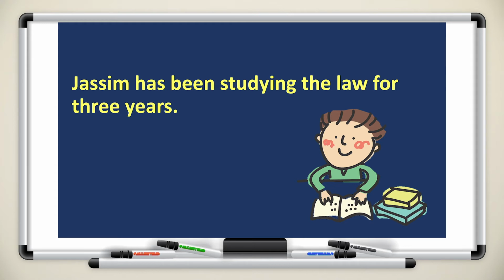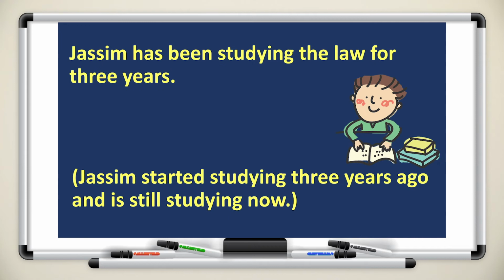What do you notice? What's different? Before we said they have broken the law. They have, and the verb in the past participle. However, here we're using something different. We're saying Jasim has been studying. Excellent. For how long? For 3 years. What do I mean here? It means that he started studying 3 years ago and is still studying now at this right moment.